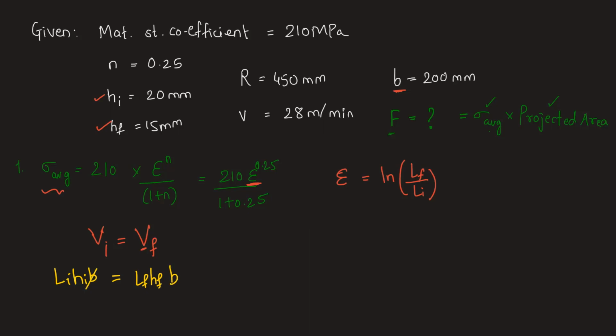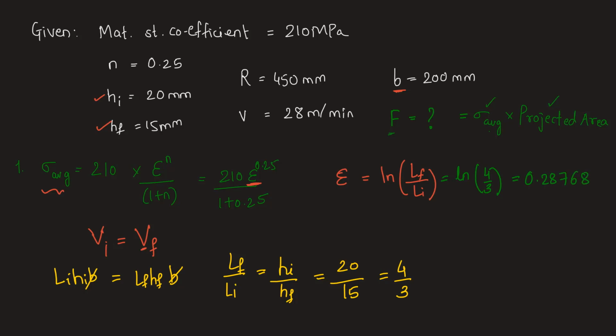So B from both sides can be divided and we'll get Lf upon Li equal to Hi upon Hf. This ratio is nothing but 20 by 15. We can reduce it as 4 by 3. This gives us the true strain. So true strain here becomes natural log of 4 by 3. The value we get is 0.28768. This can be rounded off to 3 decimal places, 0.288.